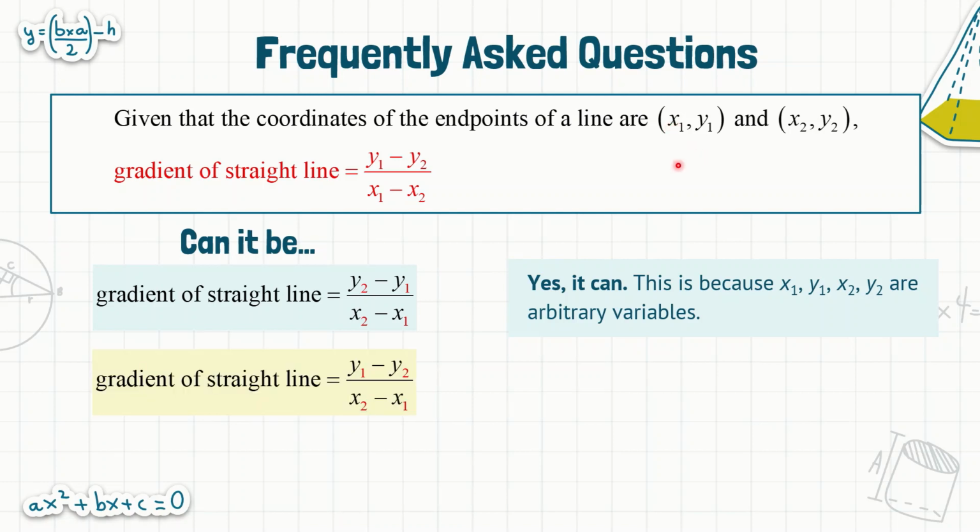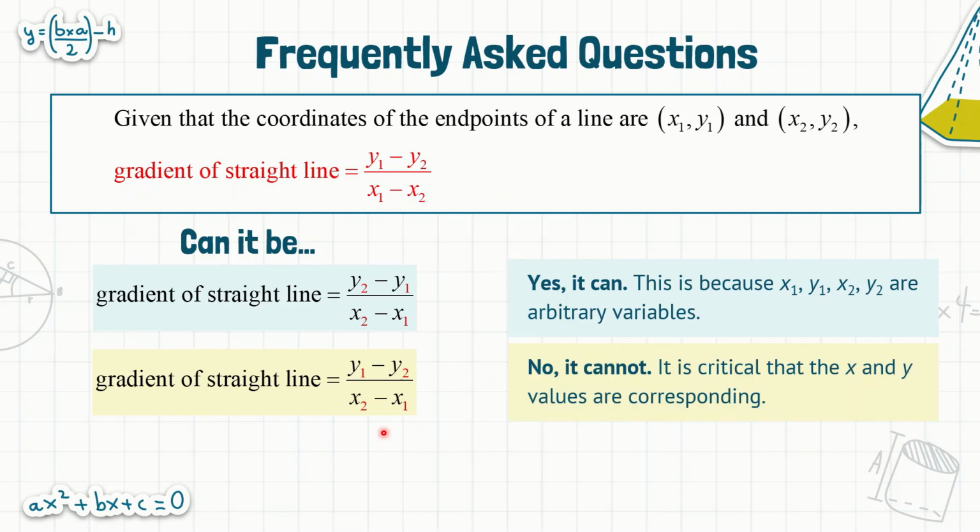Another question that you may have is, can I have the formula as y1 minus y2 over x2 minus x1? The answer is no, it cannot, because we already mentioned that it is critical that the x and y values are corresponding. So as mentioned, this must relate to a certain pair of coordinates, and then this must also correspond to another pair of coordinates.